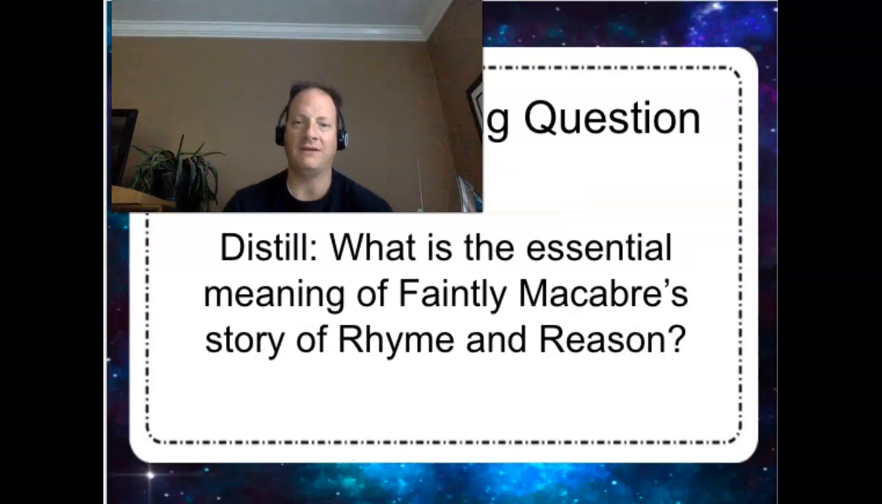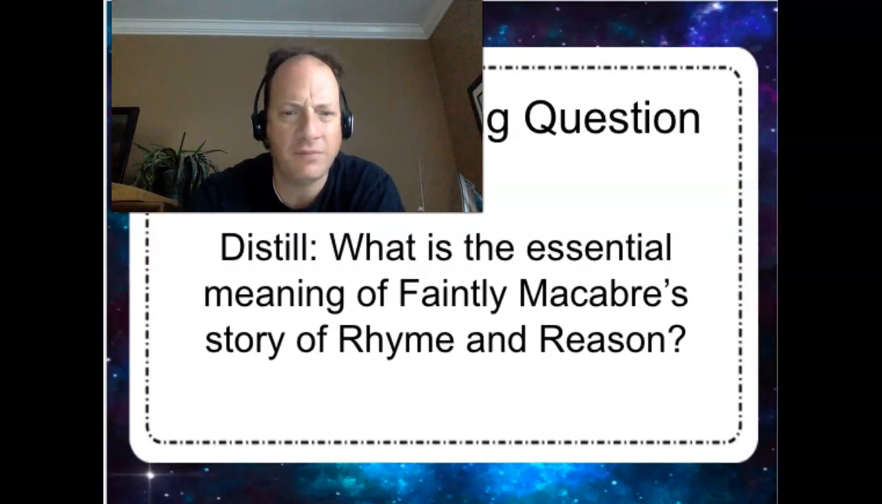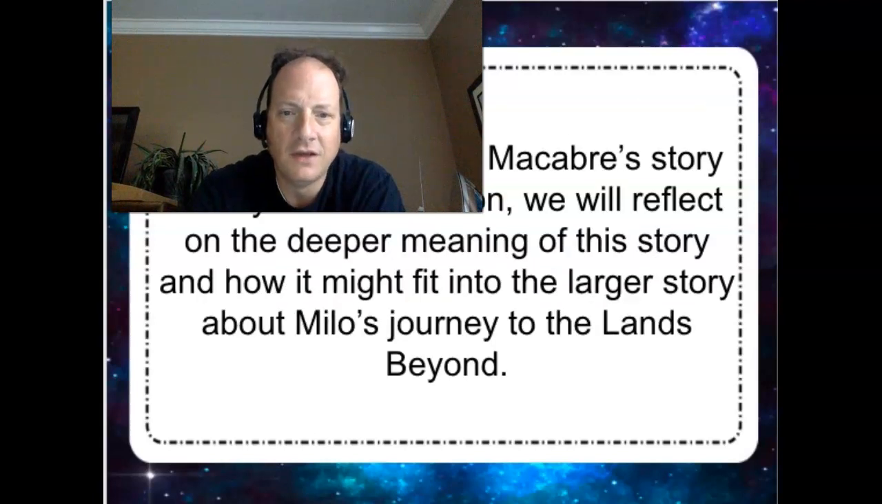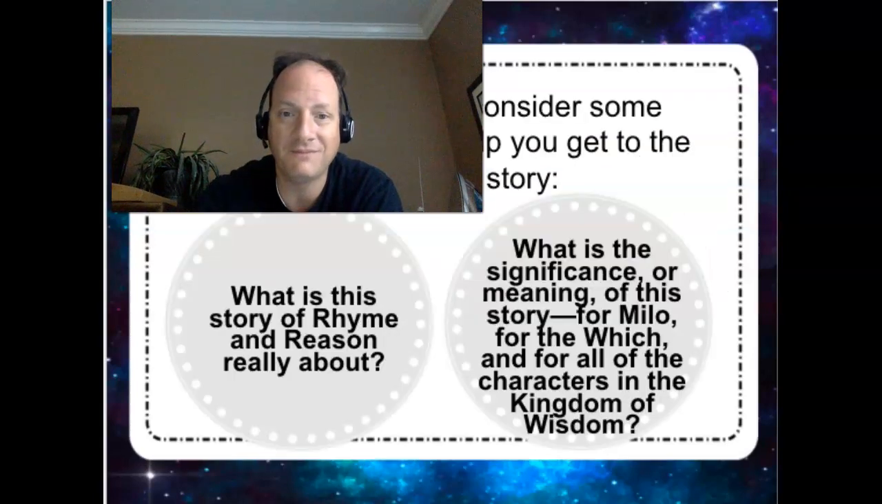Our content framing question, distill. It says, what is the essential meaning of Faintly Macabre's story, rhyme or reason? So why is she telling this story about rhyme and reason? What's the purpose for it? All right, after we read Faintly Macabre's story of rhyme and reason, we'll reflect on the deeper meaning of the story and how it might fit into a larger story about Milo's journey to the lands beyond.